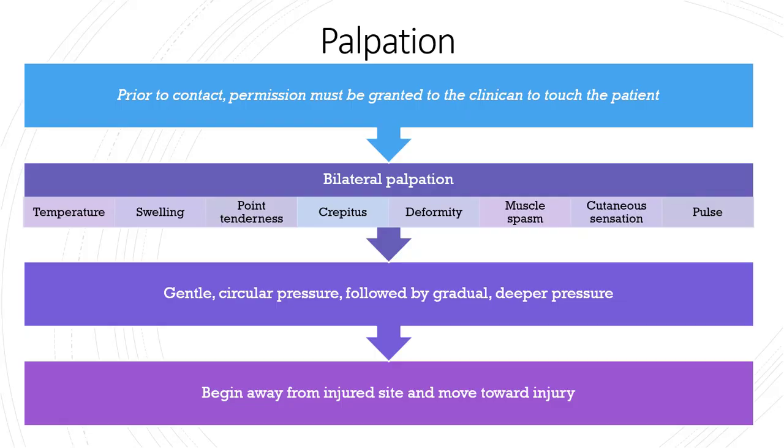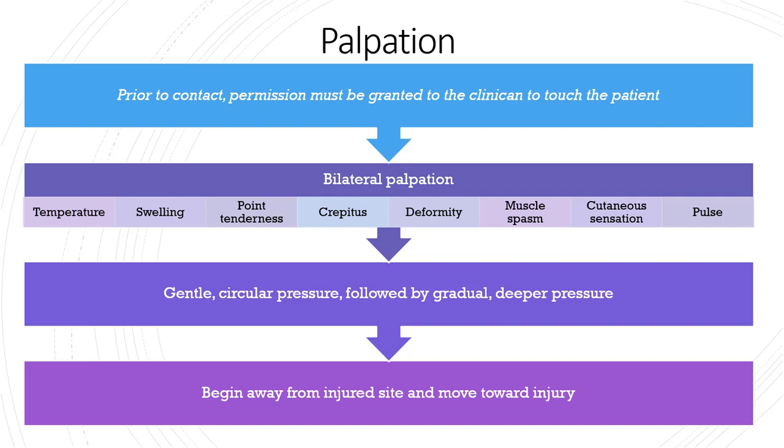The next step in our injury evaluation is palpation. Prior to contact or touching the person, permission must be granted to the clinician to touch the patient. Our bilateral palpation should include things like skin temperature. An increase in skin temperature could indicate inflammation or infection. Decreased temperature could indicate a reduction in circulation. Swelling can be diffuse or localized in a small area.